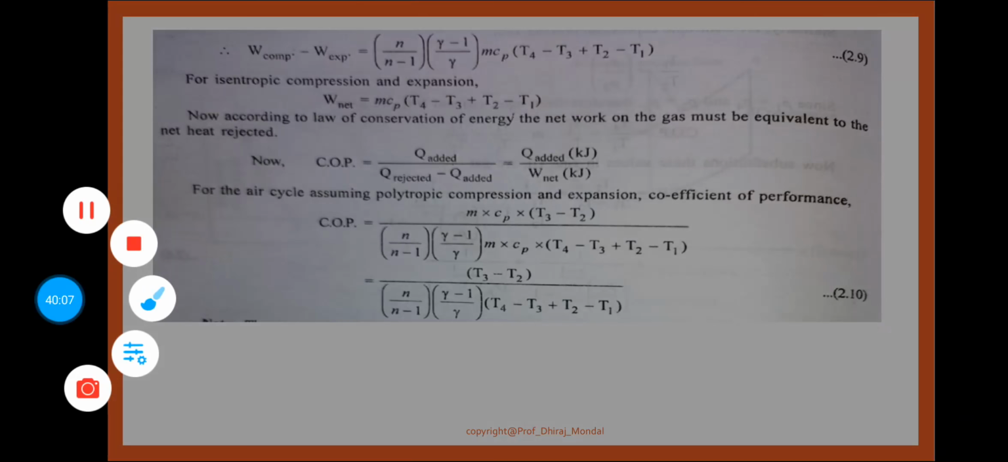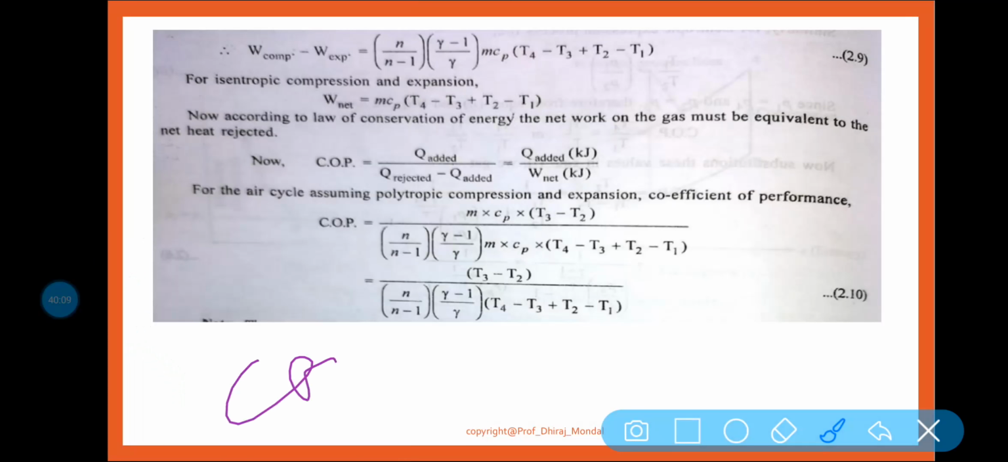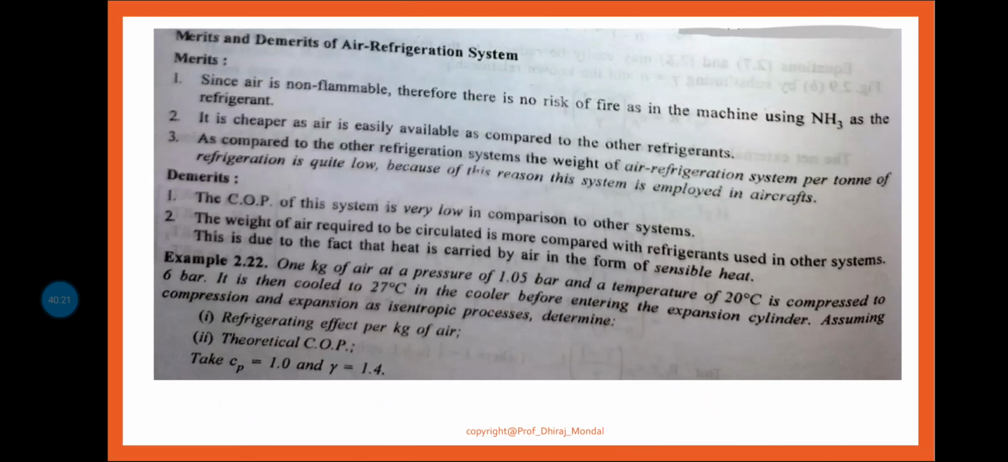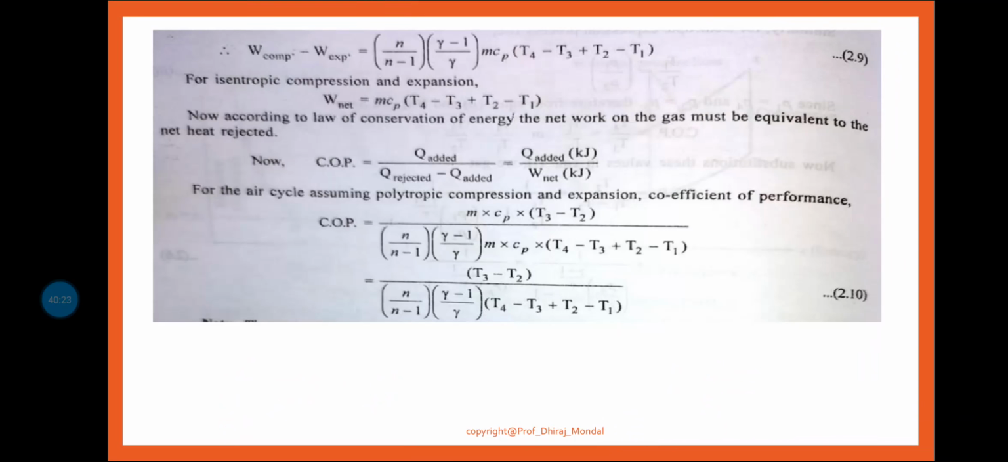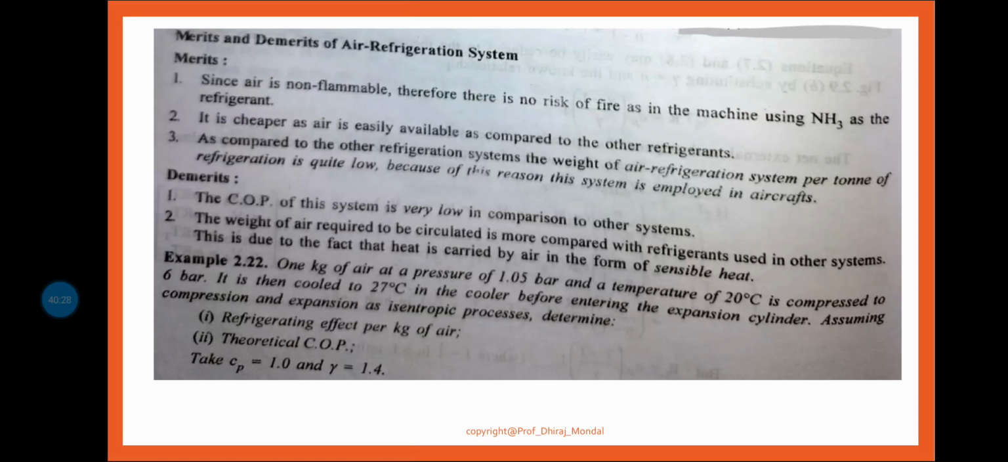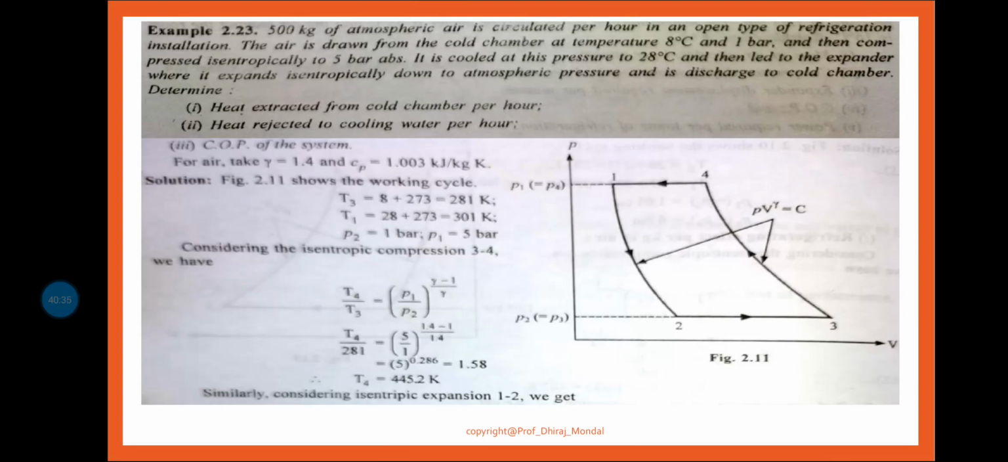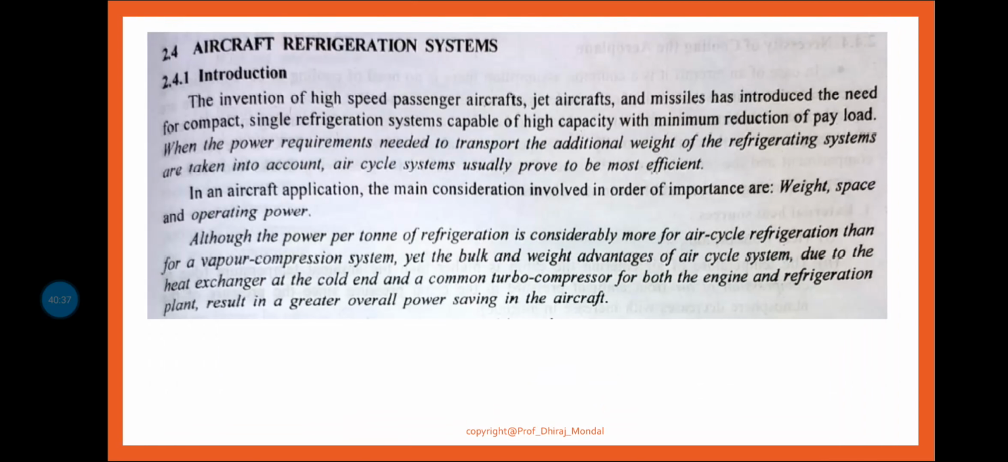So first of all I want to say that for this Brayton cycle, this equation is very important. Mainly 1 by Rp to the power gamma minus 1 by gamma minus 1, this is the equation with which you will be solving the numerical. So today up to this. Next class we will be discussing the merit and demerit of the air refrigeration system. Some numerical will be discussed. Then air refrigeration system will be discussed.